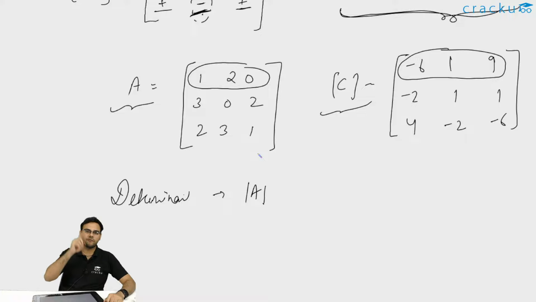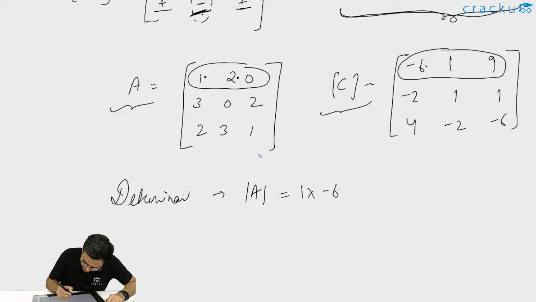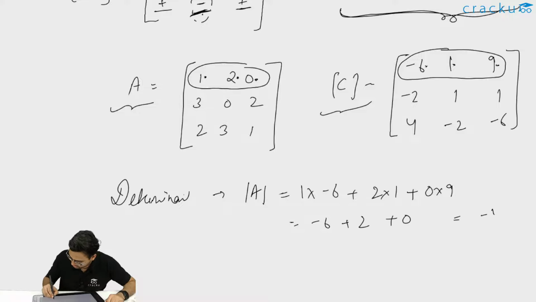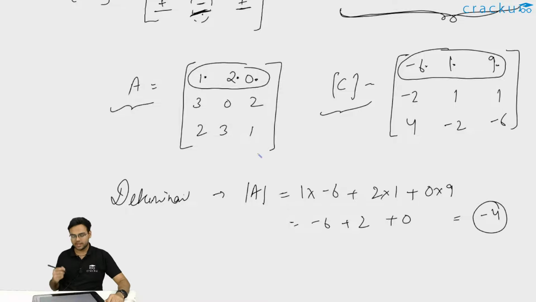I have to multiply the first row first element of the original matrix with the first row first element of the cofactor matrix. Then first row second element with first row second element of the cofactor matrix, and first row third element with the first row third element of the cofactor matrix, and then add these products. So I multiply 1 by minus 6, so 1 into minus 6, plus 2 into 1, plus 0 into 9. 1 into minus 6 is minus 6, plus 2 into 1 is 2, plus 0 into 9 is 0. So the determinant of the matrix is minus 4.